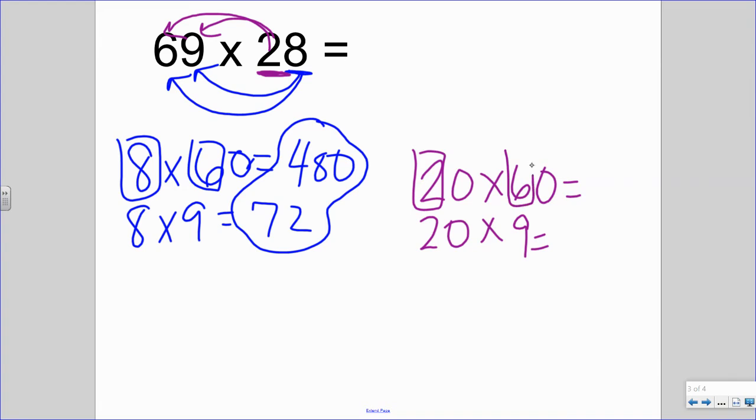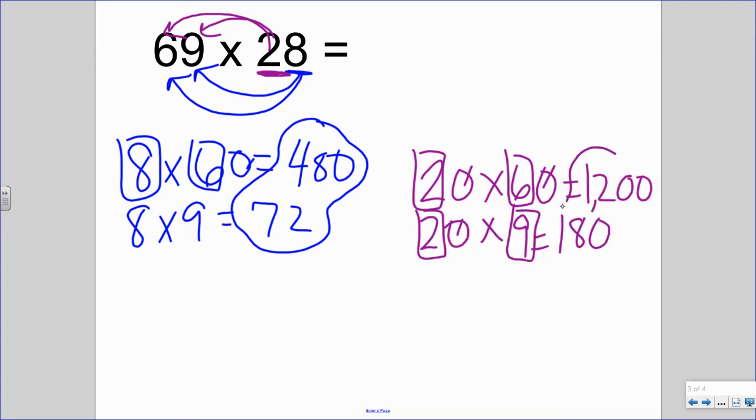So, little box and dot action here. 2 times 6 is 12 with 2 zeros. And 2 times 9 is 18 with 1 zero. And I know that 1,200 and 180 are both another part of my answer.